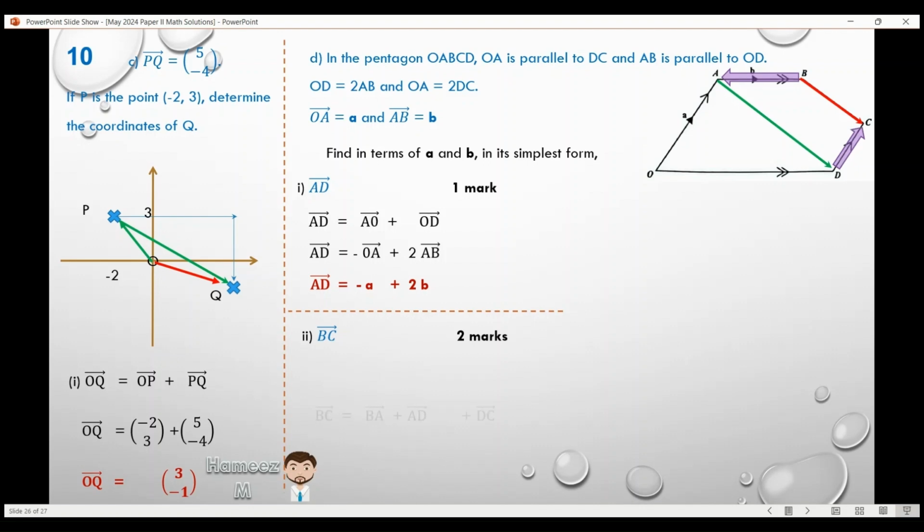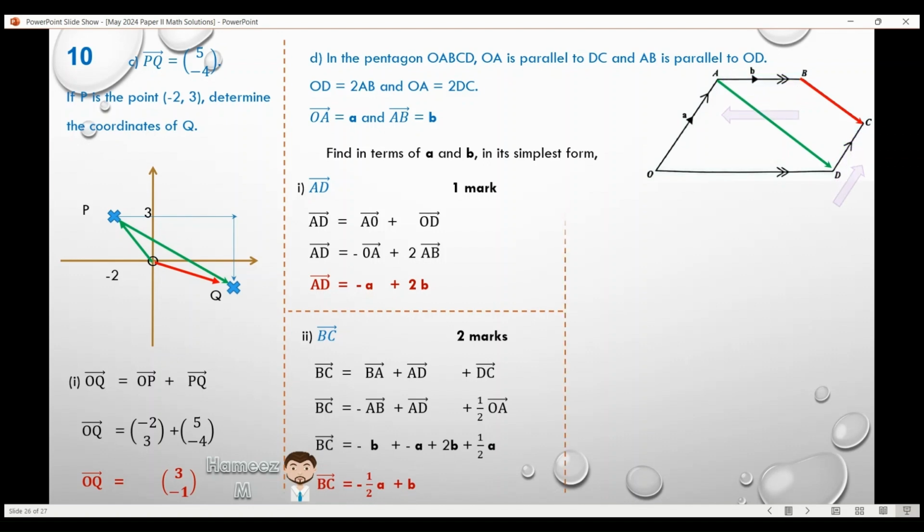So we can write that BC is equal to BA plus AD plus DC. And BA is really minus AB. AD we have in part 1, and DC is half of OA. So we can then substitute. So minus B plus AD is minus A plus 2B plus a half of A. If we simplify, minus A plus a half A is minus a half A, and minus B plus 2B is plus B. So BC, going from B to C in the red arrow, would be minus a half of A plus B.